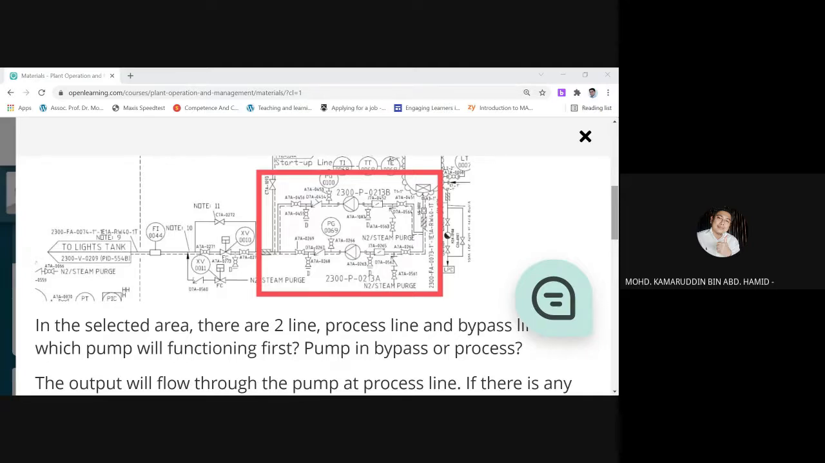Okay. Then there is one question here. They call this process line and also the bypass. So in this case, if you look at this, yang mana akan you panggil ataupun normally you will start first during the startup, line mana yang you akan pakai? Line process line ke ataupun bypass line?